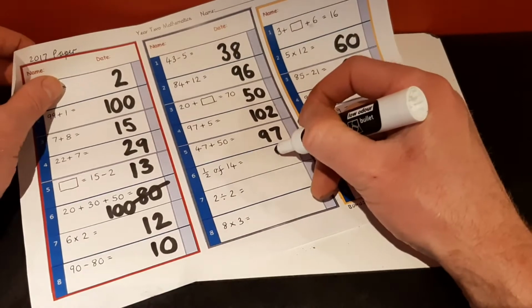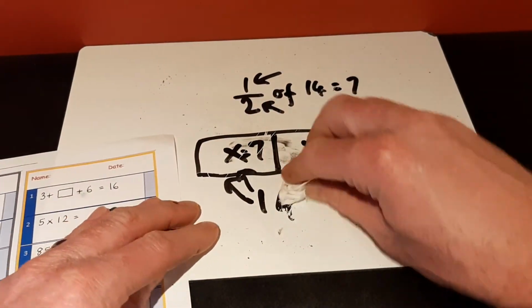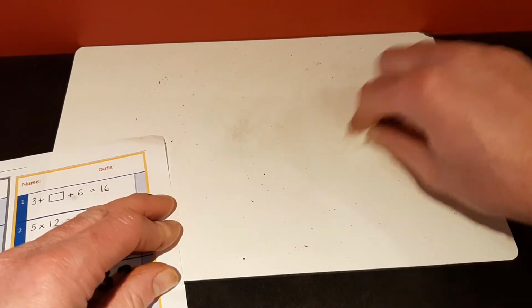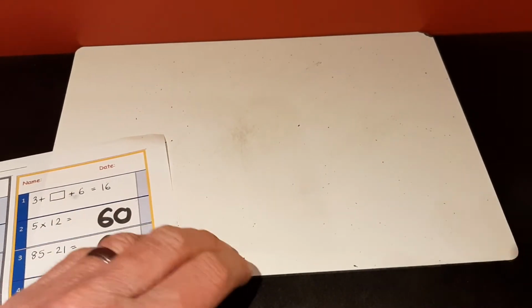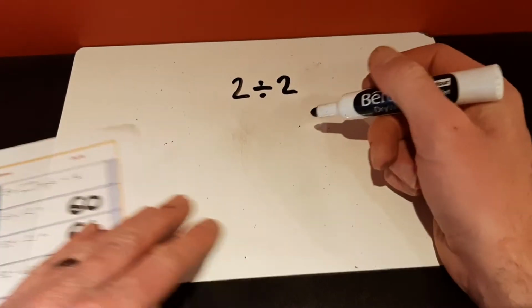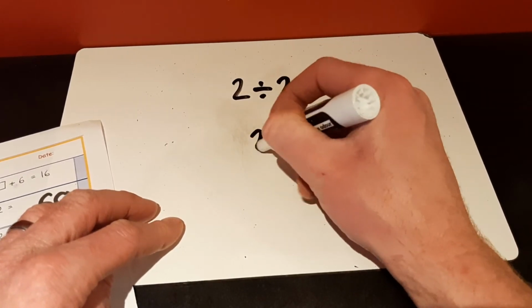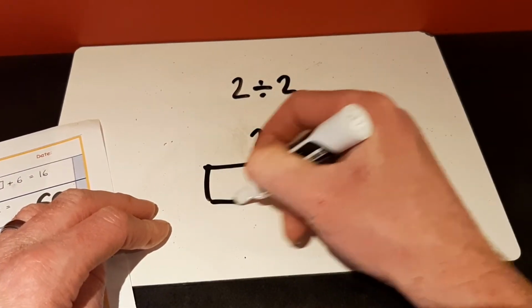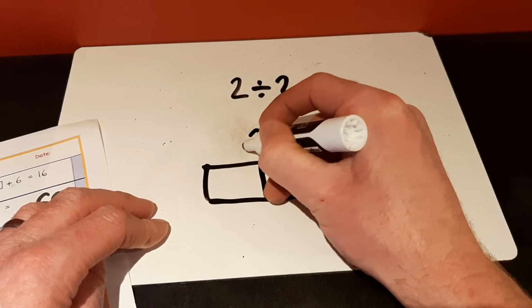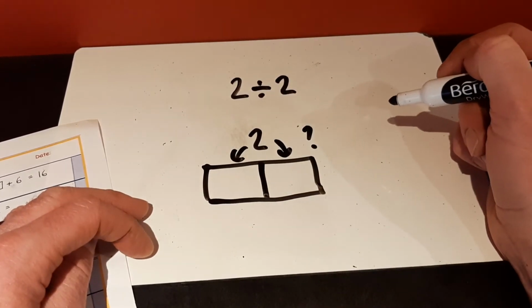So I'll pop that on. 2 divided by 2. Now we mentioned with division 2 ways you can view this. 2 shared between 2 could mean 2 shared into 2 equal groups. So this is your whole. If it's shared equally into 2 equal groups, what is that?